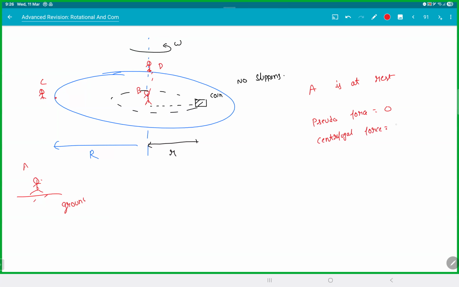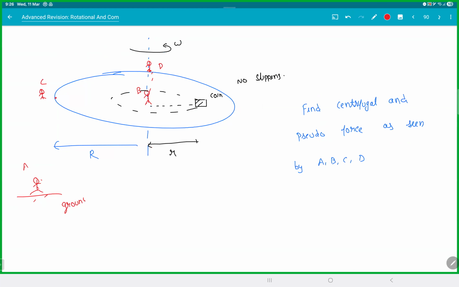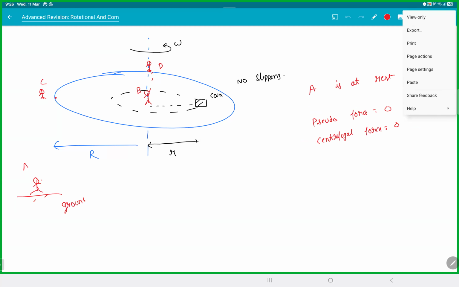Understand, the centrifugal force and the pseudo force will come because the observer is moving with an acceleration, and that's why you have to put a pseudo force, not because the object is moving. I hope you're clear. The pseudo force comes because of the acceleration of the observer, not because of the object. Great. What do you think B will say?